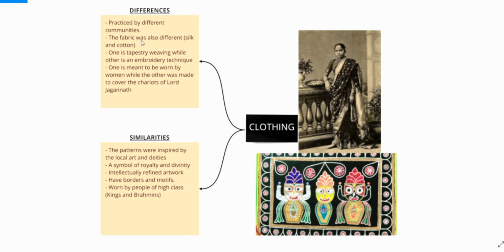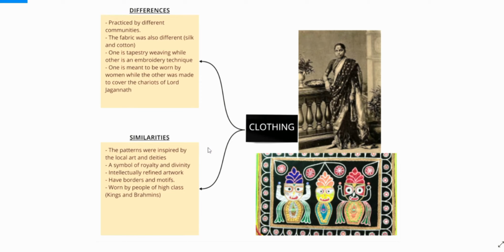Now, talking about the clothing, the major differences were that it was practiced by different communities. The fabric was also different: silk and cotton. One is tapestry weaving, which is this one, Pethani silk, and the other is the embroidery technique, which is the one below, Pipli applique. One is meant to be worn by women, while the other was made to cover the chariots of Lord Jagannath.